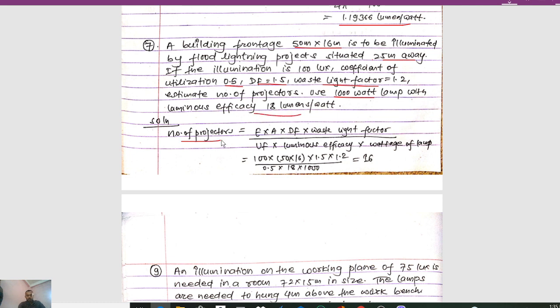So for the number of projectors, we have the formula: E into A into DF into waste light factor, divided by the coefficient of utilization into luminous efficacy into wattage of lamp. And luminous efficacy is given as 18 lumens per watt. So once we substitute all the values, we'll get here the number of projectors as 16.